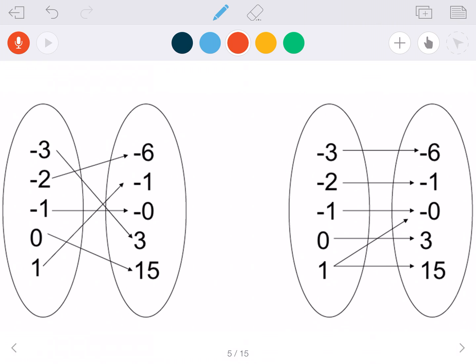On the left, each input goes exactly one place. -3 always goes to 3, -2 always goes to -6, -1 always goes to 0, 0 always goes to 15, and 1 always goes to -15. That's a function. On the right, 1 goes to 0, or excuse me, -0 sometimes, or 15, so that's not a function.